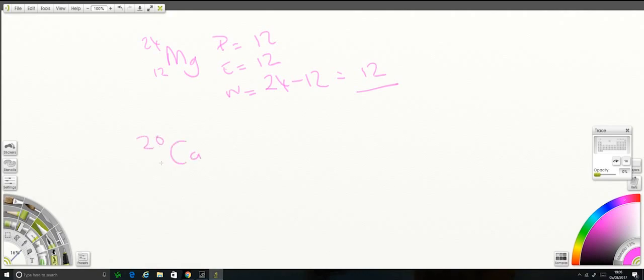Let's look at calcium. Calcium is 40 and 20. Now you know it's 40 at the top because that's the mass number, so that's going to be the number that's bigger, which is always at the top. So let's do the answer for this one. How many protons, we get that from the bottom number, so it's 20. How many electrons, bottom number again. How many neutrons, it's 40, take away 20, which is 20.